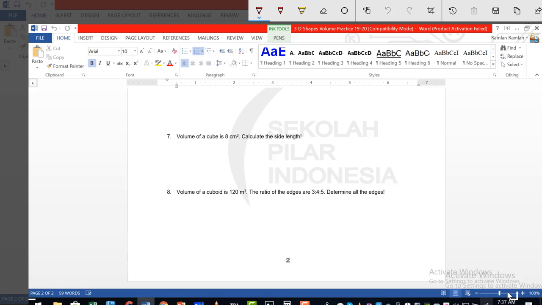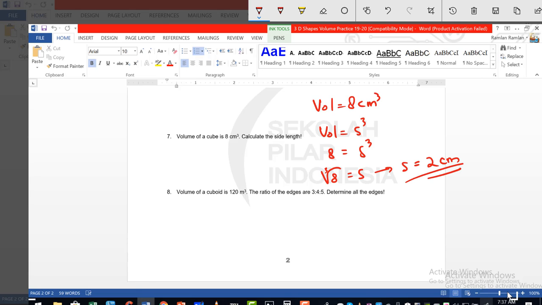Okay, number 7, the volume of a cube is 8 centimeters cubed. Calculate the side length. So we know that the volume is equal to 8 centimeters cubed, and we know that the volume is s to the power of 3, right? So substitute the volume, which equals 8, equals s to the power of 3. So if this goes here, it will be the power of 1/3, or the cube root of 8, is equal to s. So the s will be equal to 2, and don't forget to write down the unit.